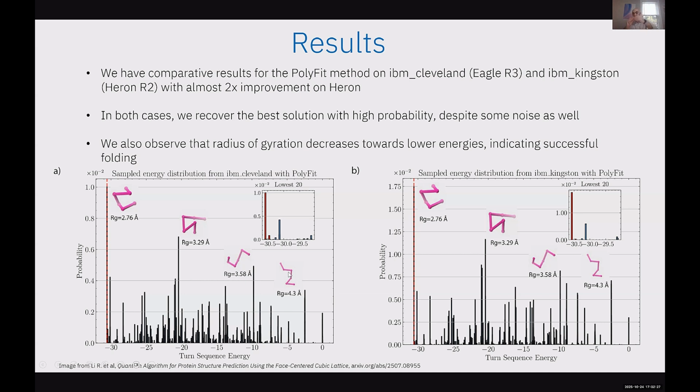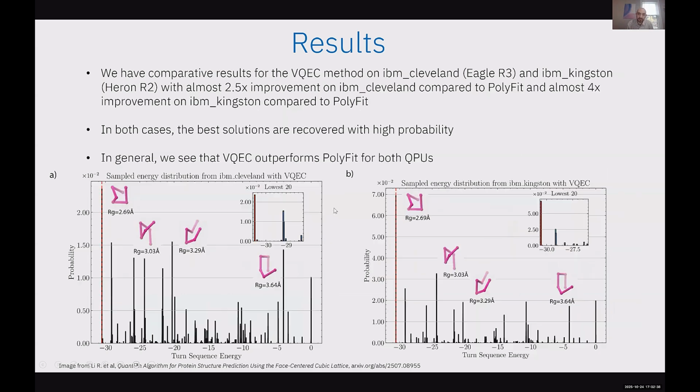So we start with a much more open structure, and these peaks essentially give us more and more compact structures with higher probabilities, and the same thing on the right hand side. The other technique, we ran the whole algorithm on the two different generations of quantum computers. Again, if you look at just the raw probabilities, we see much better results on the Kingston, but more importantly, I think this method, VQEC, is much more stable compared to the other one.